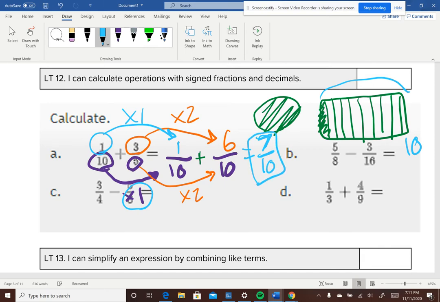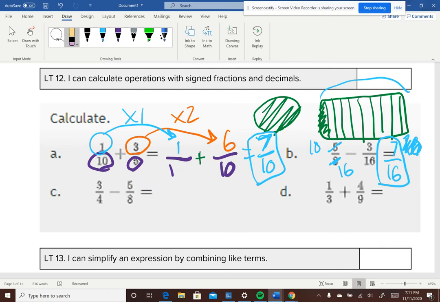So 7 over 10. Same thing here with subtracting. I'm going to change this 8 into a 16, which means I would have to turn this 5 into a 10. And so 10 minus 3, that's going to give me 7 on top. And my 16, my whole, that's going to stay the same. So 7 over 16.